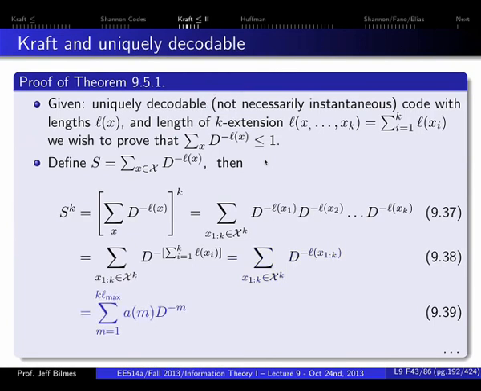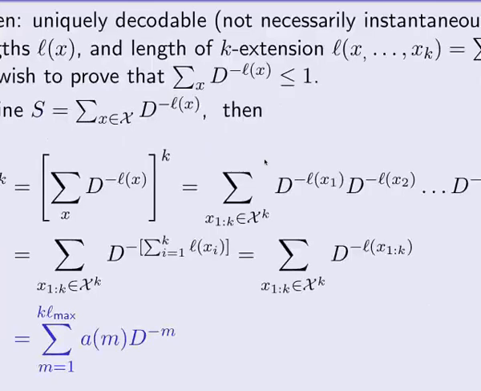And then we can write it in this way. Let's zoom in a little bit on this to make sure we understand everything. What this is doing is saying, for every possible source sequence of length k, take D to the negative length of the code word for that source sequence. And this sum is over all of the possible lengths. The shortest possible length is 1. The largest possible length is k times L max, where L max is the length of the longest code word for an individual source symbol. So these are all of the possible lengths.